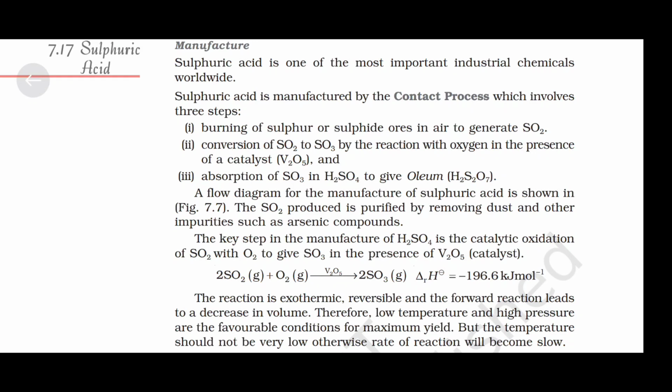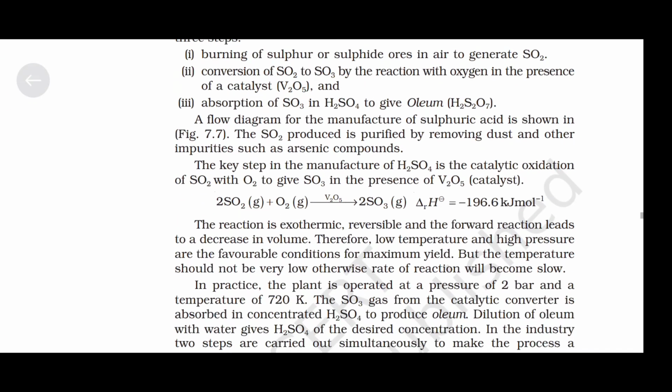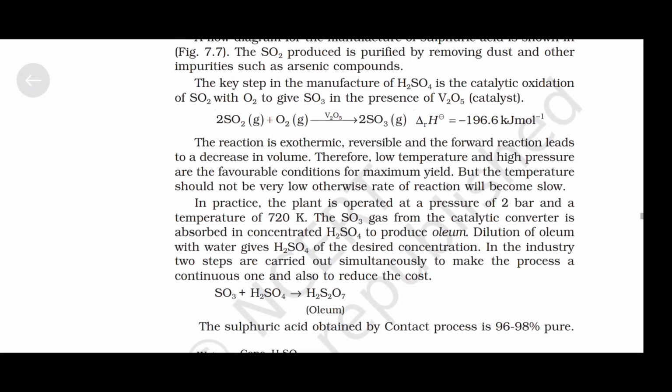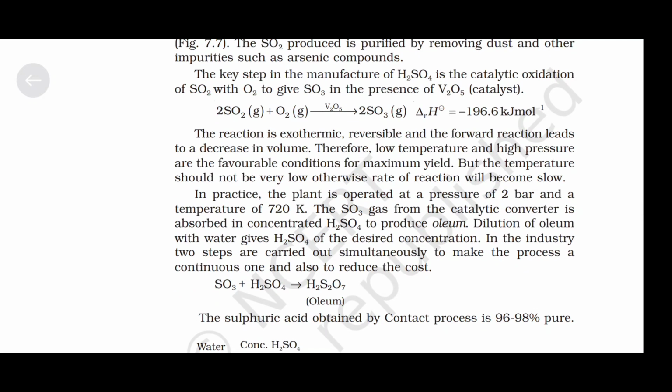The SO2 produced is purified by removing dust and other impurities such as arsenic compounds. The key step in the manufacture of H2SO4 is the catalytic oxidation of SO2 with O2 to give SO3 in the presence of catalyst V2O5. SO2 plus O2 with catalyst V2O5 gives SO3, and it is an exothermic reaction. 196.6 kilojoule per mole is the heat that is removed.